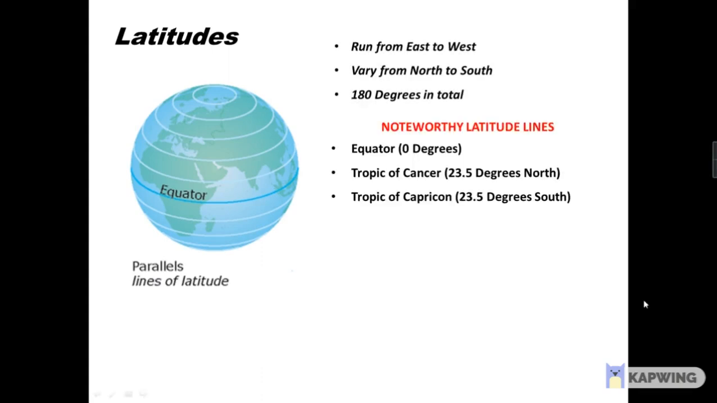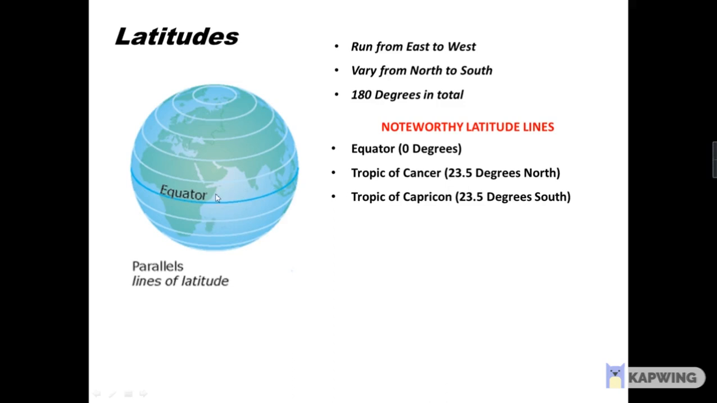Some of the latitudinal lines of importance are the equator. As I said already, the equator is a latitude with a value of 0 degrees, and based on this equator, the values of the other latitudinal lines are calculated. The equator equally divides the entire globe into two equal halves, the top half called the northern hemisphere, and the bottom half called the southern hemisphere.